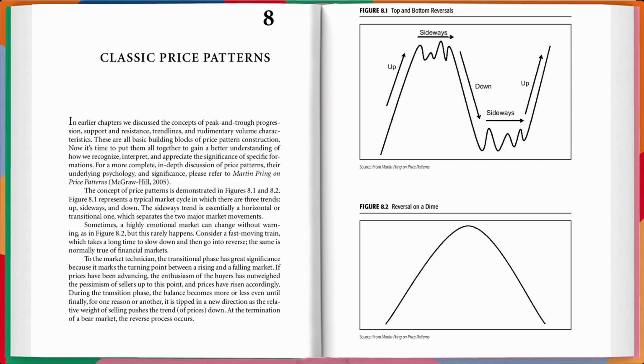To the market technician, the transitional phase has great significance because it marks the turning point between a rising and a falling market. If prices have been advancing, the enthusiasm of the buyers has outweighed the pessimism of sellers up to this point, and prices have risen accordingly. During the transition phase, the balance becomes more or less even until finally, for one reason or another, it is tipped in a new direction as the relative weight of selling pushes the trend of prices down. At the termination of a bear market, the reverse process occurs.